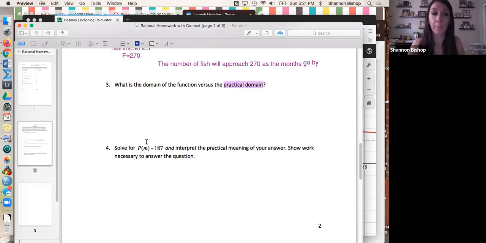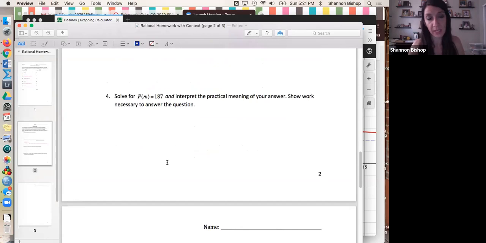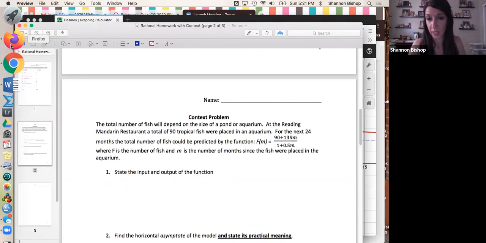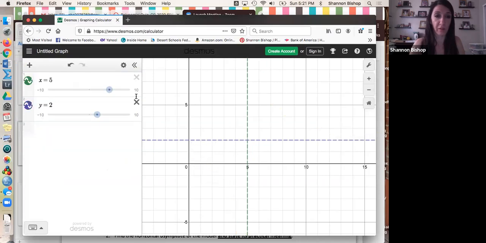Two answers. Okay, last but not least, this is the last one that I want to make sure we talk about just briefly. So solving for when, oh, that should say F, not P, F. That's a typo. I'm sorry. Solving for when f of m equals 187. Notice that this is an output value of 187. So if I were to go into my Desmos, 90 plus 135, okay.